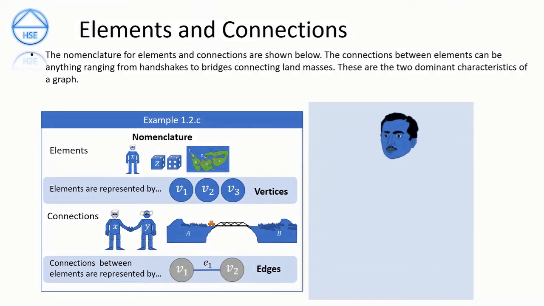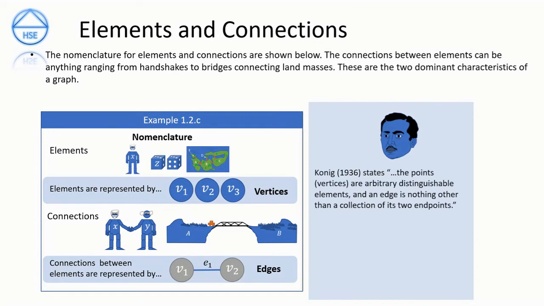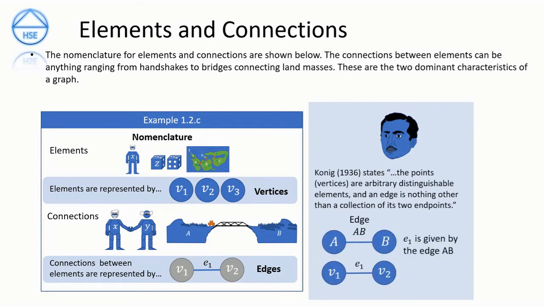Koenig states that the points, vertices, are arbitrary distinguishable elements, and an edge is nothing other than a collection of its two endpoints. The blue box to the right of the slide shows two pairs of connected vertices with different labeling. The vertices V1 and V2 are connected by the edge E1. The other side of the same coin of a label for edges such as E1 is to define an edge by its endpoints. This is shown below E1 with the two-element set of vertices V1 and V2. Their equivalence is shown to the right.